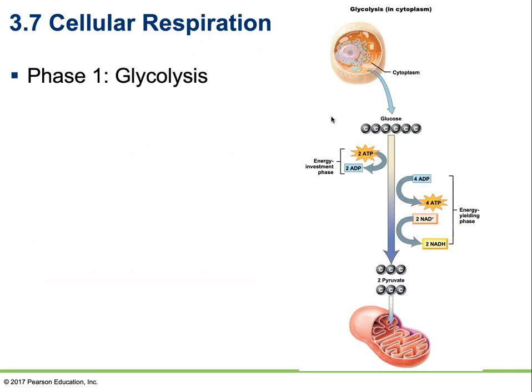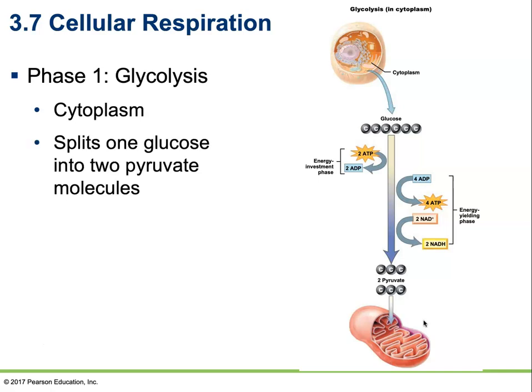Phase 1 is glycolysis. Glycolysis is named because we are lysing glucose, or lysing that glycol, so we're lysing that sugar. In glycolysis, we're going to take that 6-carbon glucose molecule and break it in half into 2 3-carbon pyruvate molecules. This process is going to occur in the cytoplasm and does not require oxygen. So we're going to split one glucose into 2 pyruvate molecules.